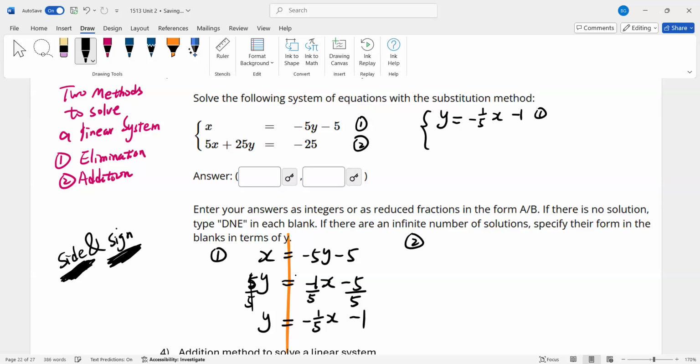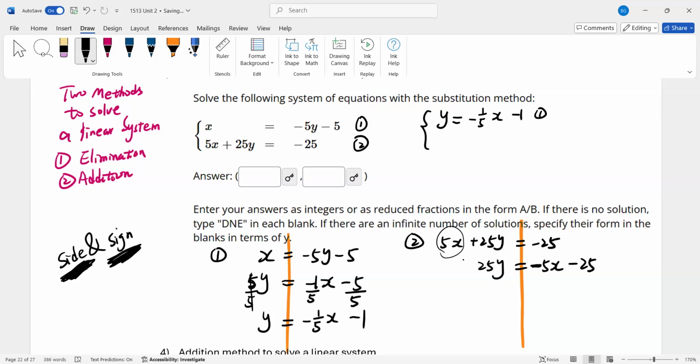Second equation, let's simplify. 5x plus 25y equals -25. Right? 3 terms as well. I'm going to keep 25y on the left side and move 5x over. 5x now is on the left side, and I want to move it to the right side. So move it and change the sign, -5x, and bring down -25, right?